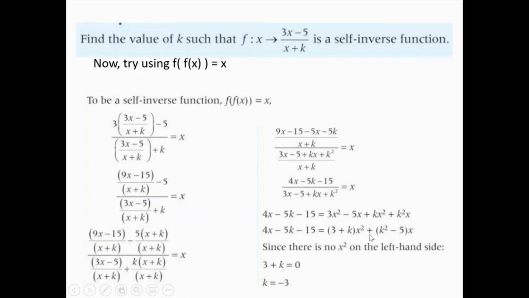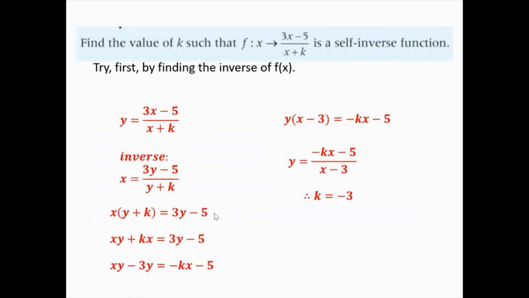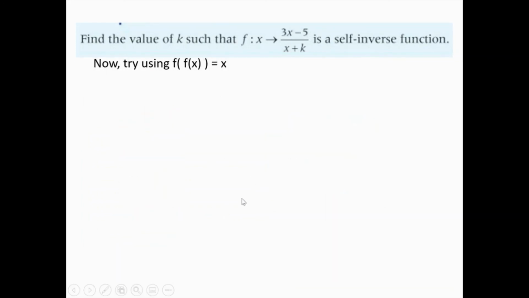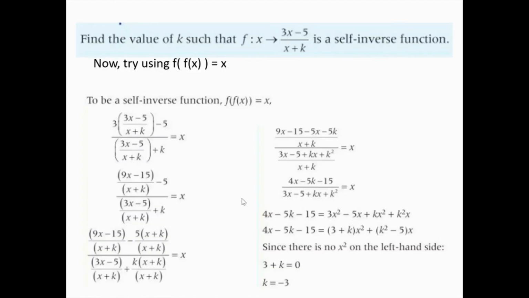3 plus k must be 0 because there's no x squared, so this must be 0. Yeah, when you do that, you get k equals -3. Same result we did before. Again, much more complex. I would much more recommend to use this approach. So with that, here's one more for you to try, and let's see if you can do it.